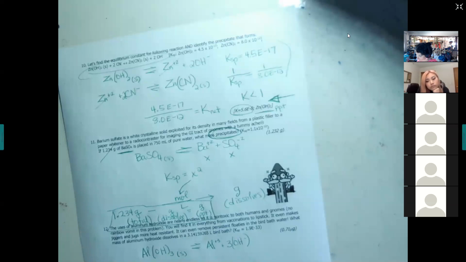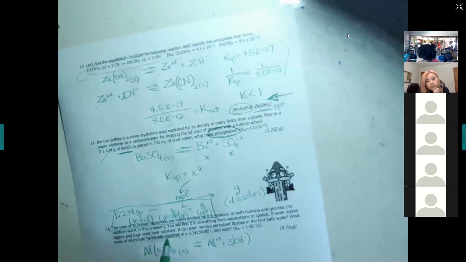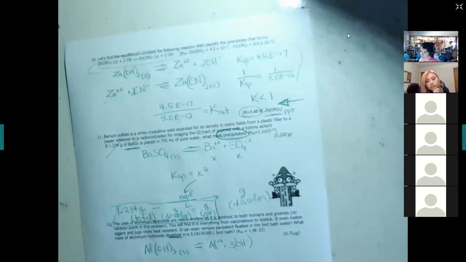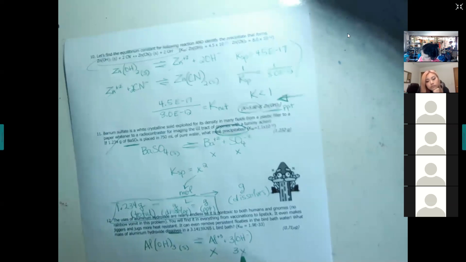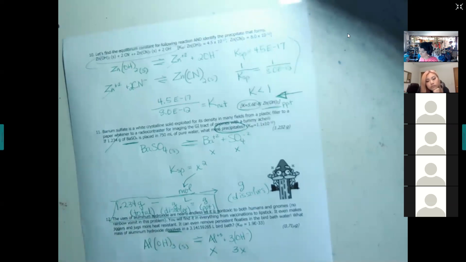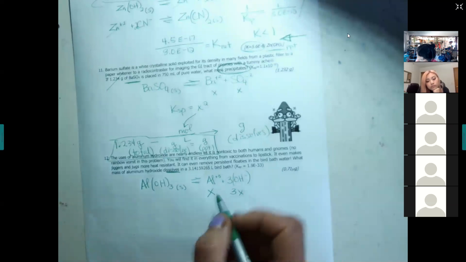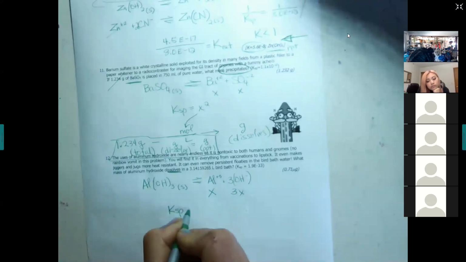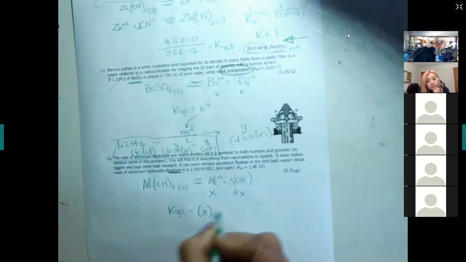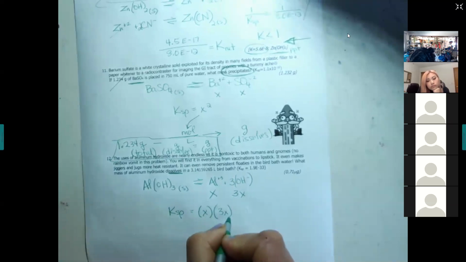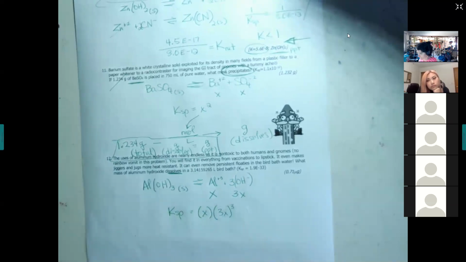All right, it wants to know how much dissolves. So if this is X, this is 3X. There's nothing else in the problem, there's only the aluminum hydroxide. I did this one because I wanted to remind you, it showed up on your worksheet. When you set it up for KSP, you'll have X, and then you'll have 3X, and it is cubed.